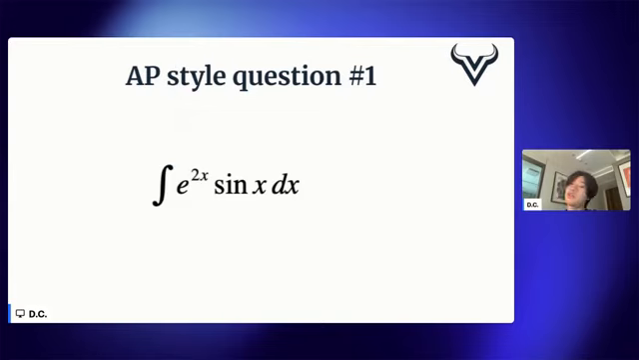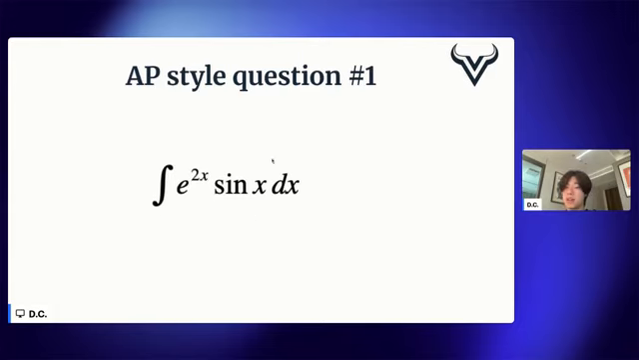And here are some AP style questions. Those questions often require you to think differently. It's not just plugging into an equation. Sometimes you might need to do it twice or even three times. In my opinion, this is one of the hardest kinds of integration by parts you're going to get.